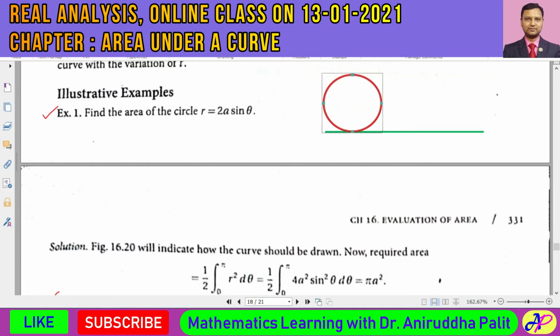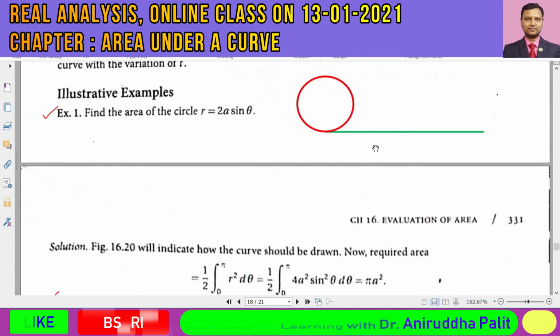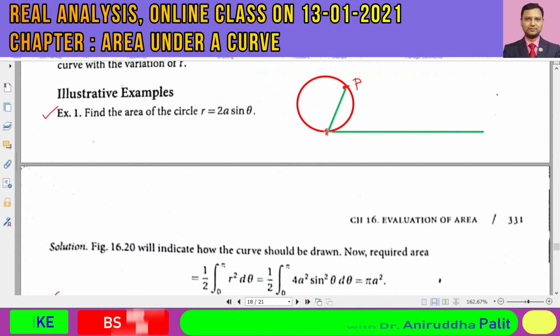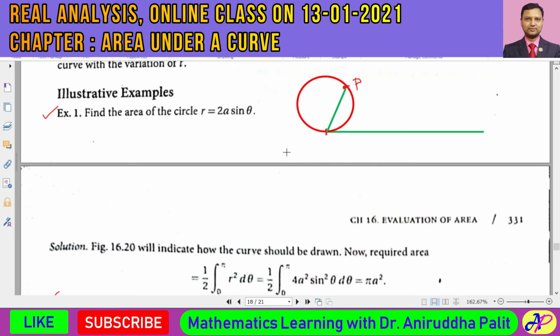Okay, and this kind of circle, yes. This would be the position of a circle, and over here, this point is a point on the circle. If we consider any point P on this circle, you see the radius vector. The radius vector is this one.